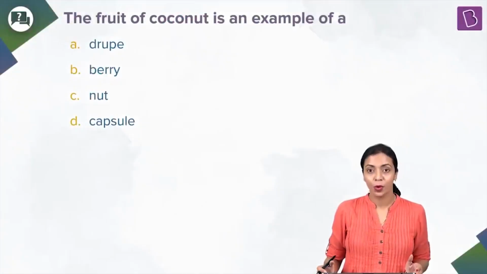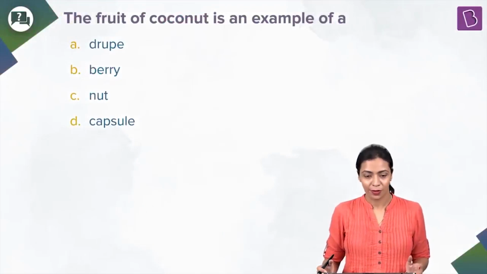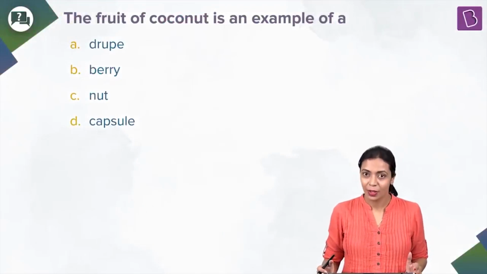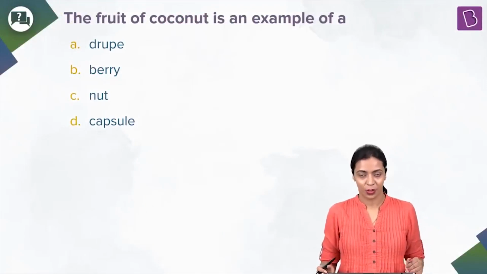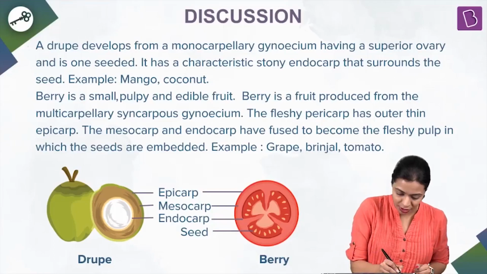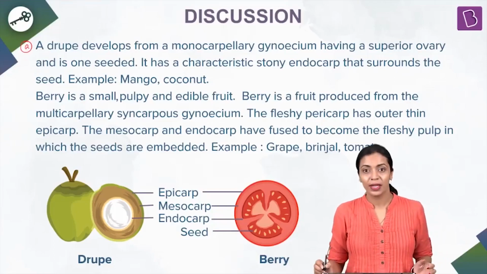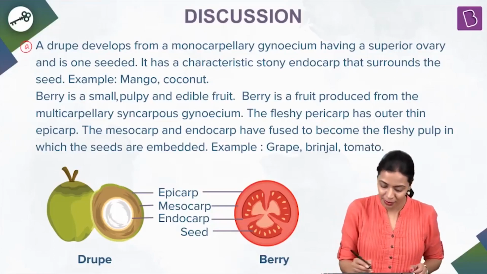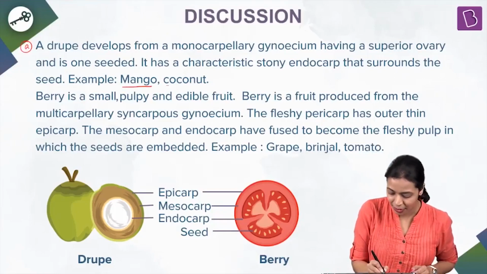The fruit of coconut is an example of a, options are drupe, berry, nut and capsule. Let us examine all the options starting with the first one. The first option is drupe. Now drupe is a type of simple fruit that can be found in plants like mango and coconut.